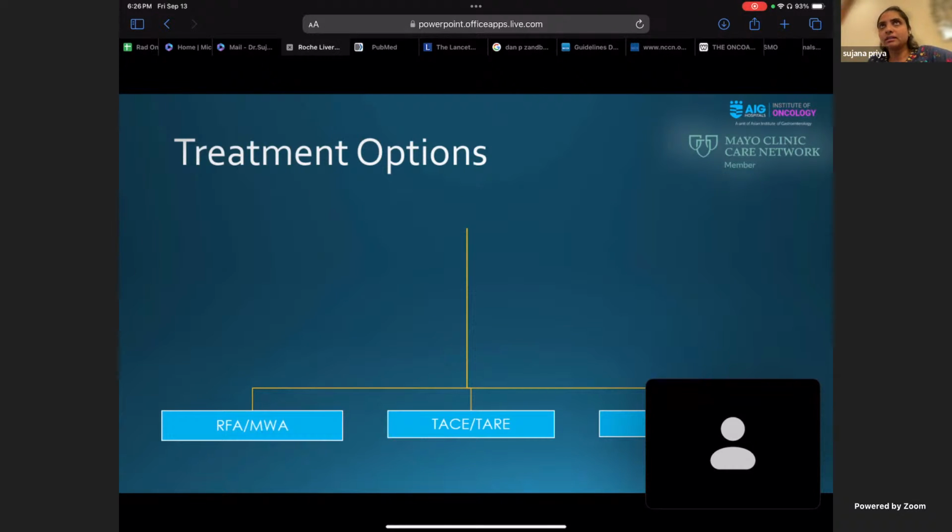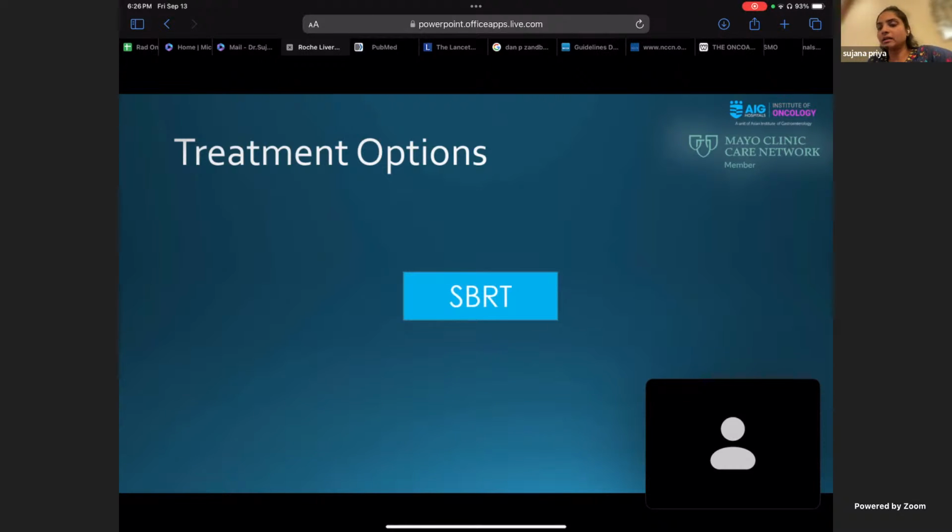In view of the size and portal vein tumor thrombus, RFA and microwave are completely ruled out. These days, I don't think anyone is doing RFA anymore. Even TACE is ruled out because it is contraindicated with portal vein tumor thrombus, and TARE is also ruled out because of financial constraints. So we're just left with one modality, that is SBRT.